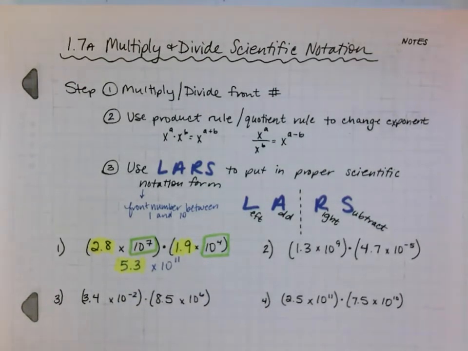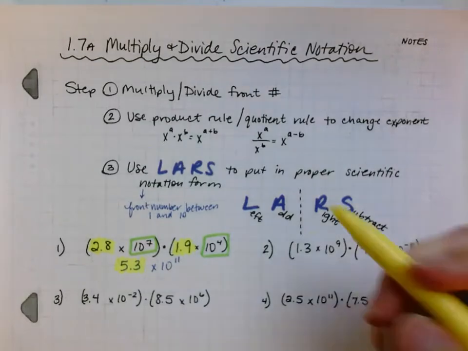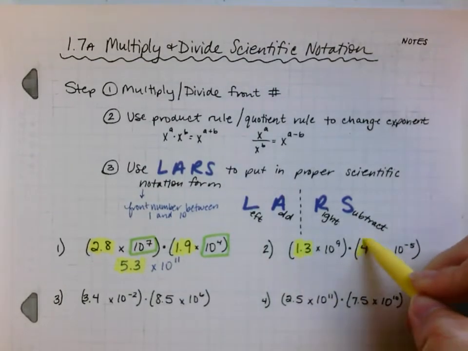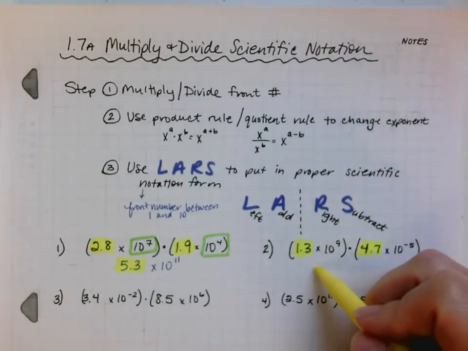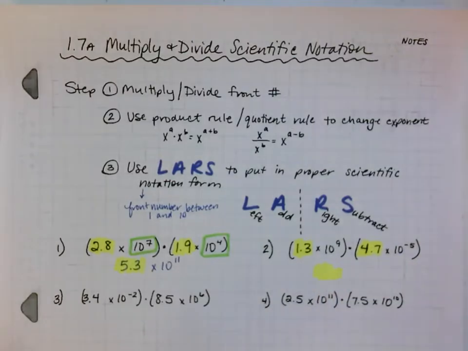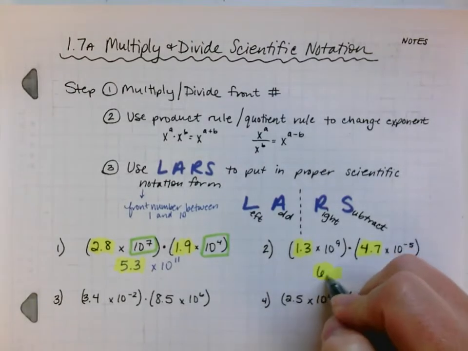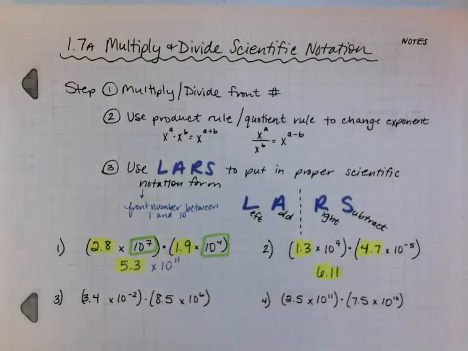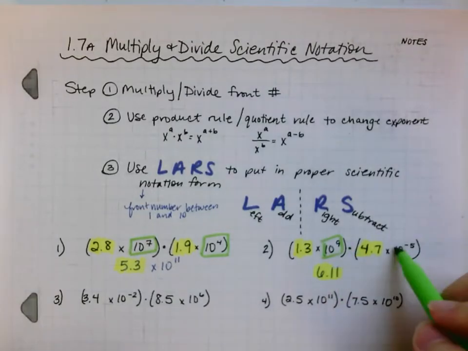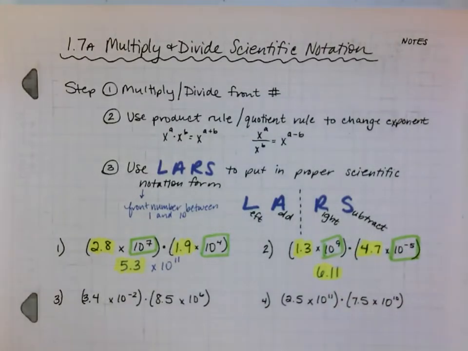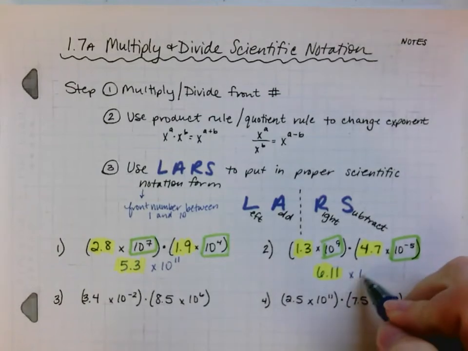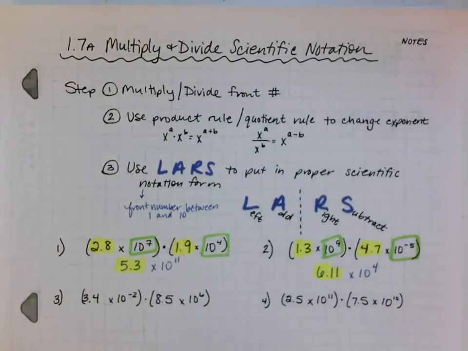In number 2, I'm again going to take my front numbers and multiply those together. So 1.3 and 4.7 will multiply together to give me 6.11. And then my powers, my 10 to the 9th and 10 to the negative 5th, 9 plus negative 5 will give me 10 to the 4th.